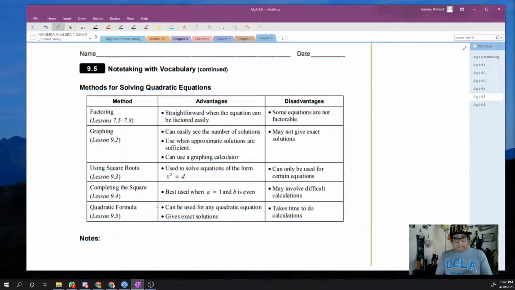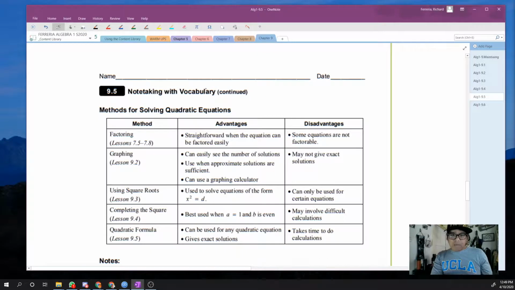If you're thinking about completing the square and a is not 1 or b is perhaps odd, you may want to think about using what we just learned, which is the quadratic formula. So the quadratic formula can be used for any quadratic equation. It gives you the exact solution, but the only downside is it takes some time to do the calculations. If it was me and someone said, hey buddy, solve this quadratic equation, I'd probably graph it on Desmos, because that is the easiest way to solve a quadratic equation now that we have a lot of technology accessible at our fingertips.